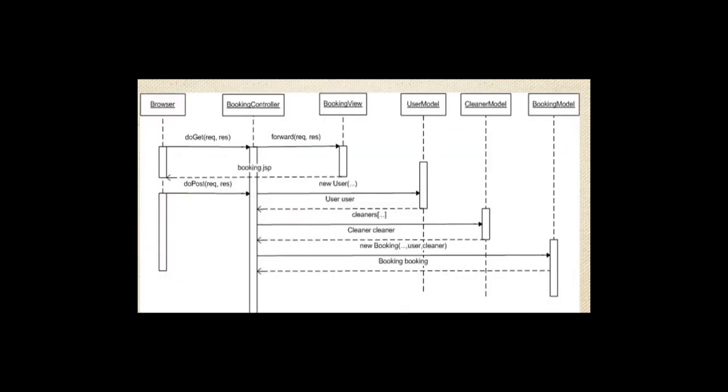Sequence diagrams are also made. These are diagrams which show the steps that a user has to take in order to achieve something. This is a sequence diagram displaying an abstract version of how the application will work.